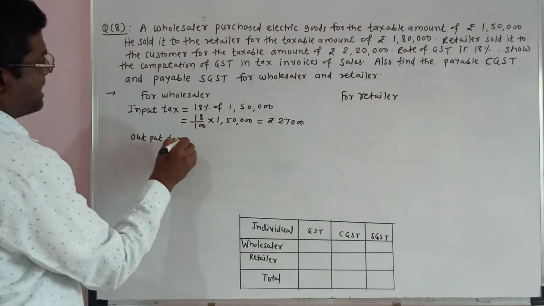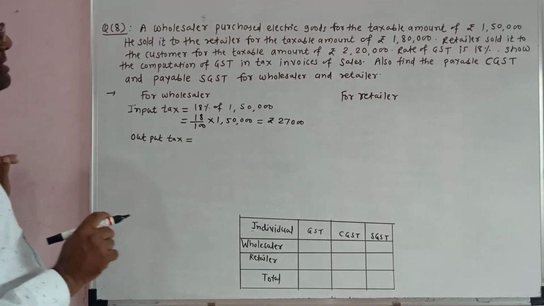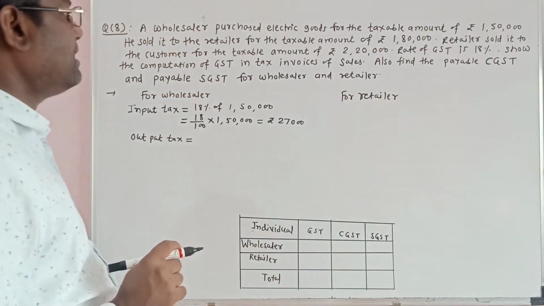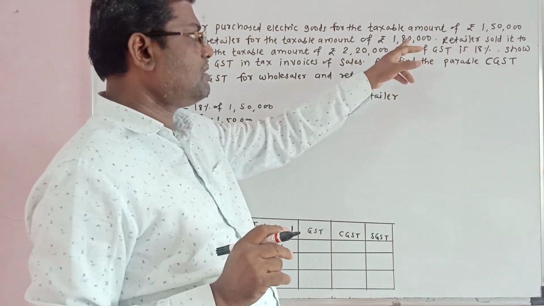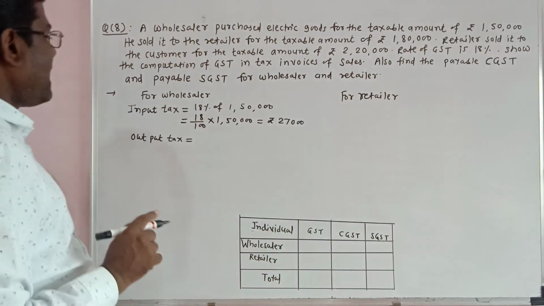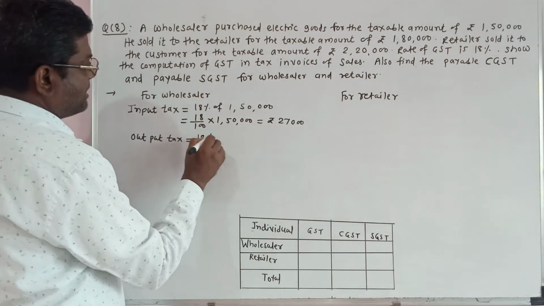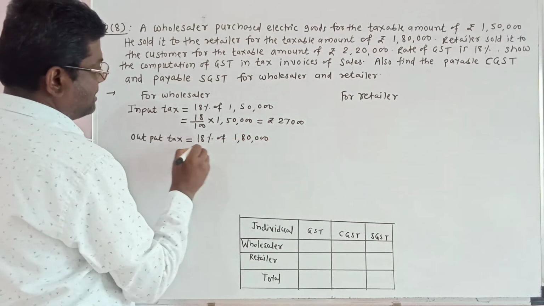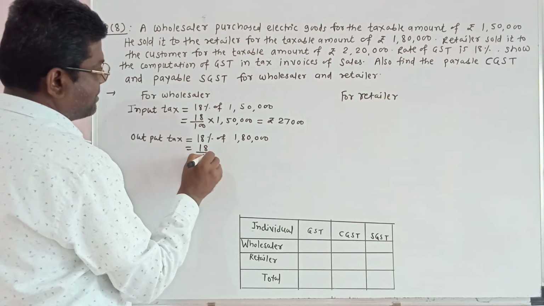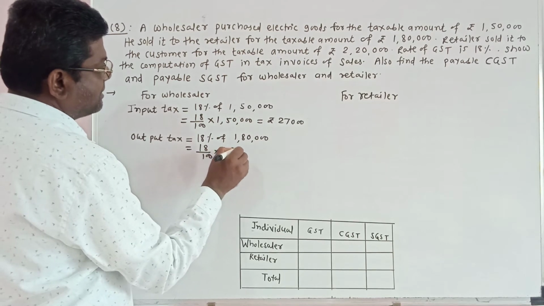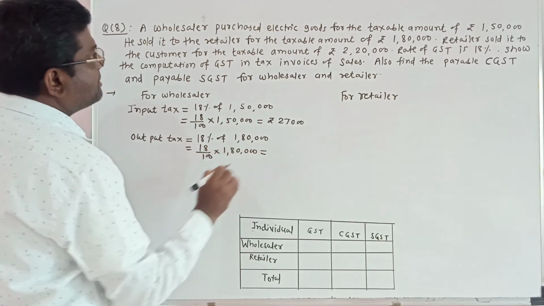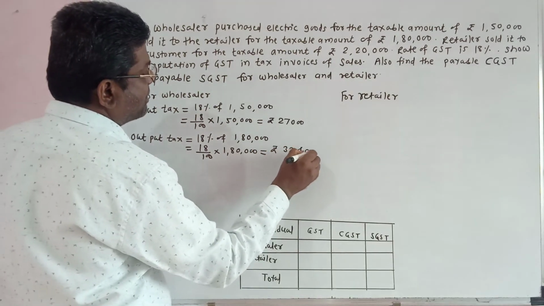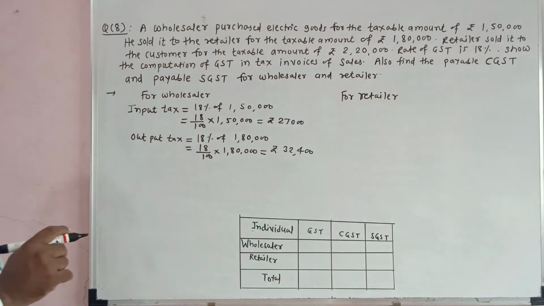Output tax for the wholesaler: the sale value is 1,80,000 and 18% of this amount is the output tax. Therefore, 18% of 1,80,000 is equal to 18 upon 100 into 1,80,000, which is rupees 32,400 as output tax.